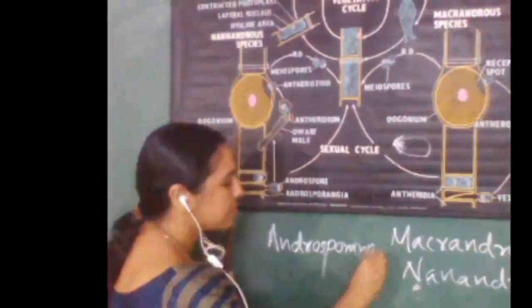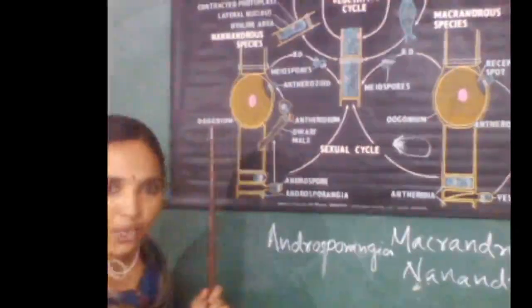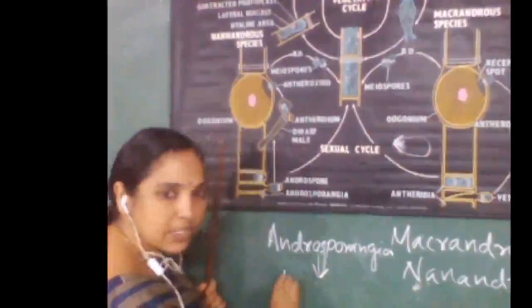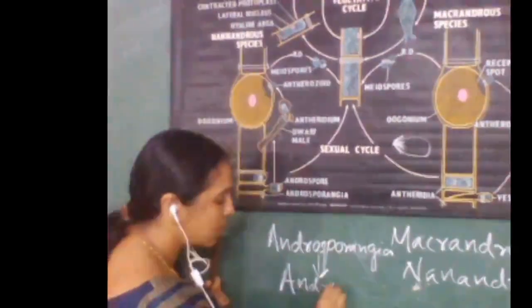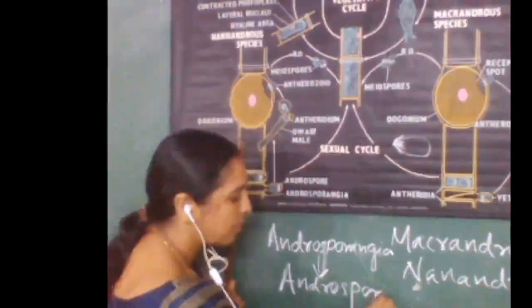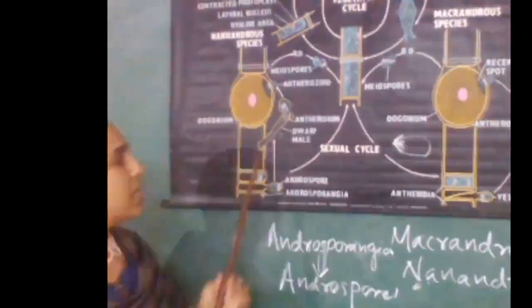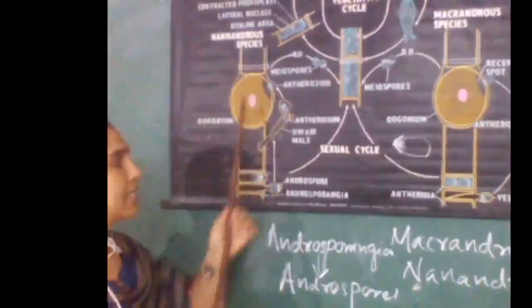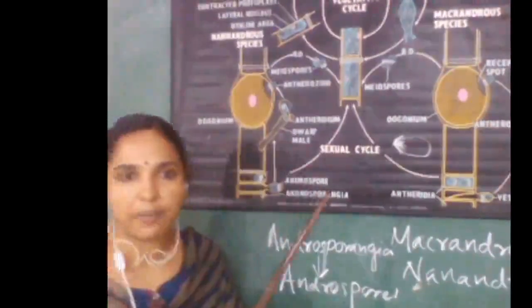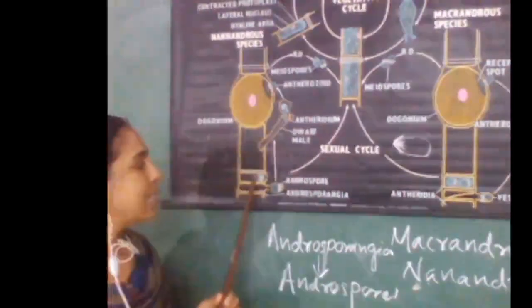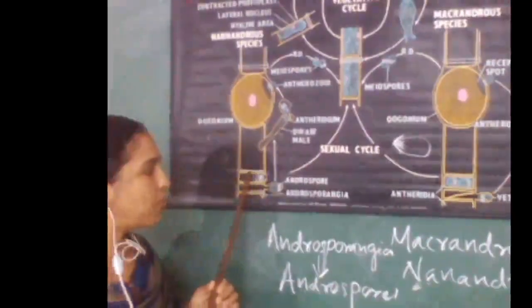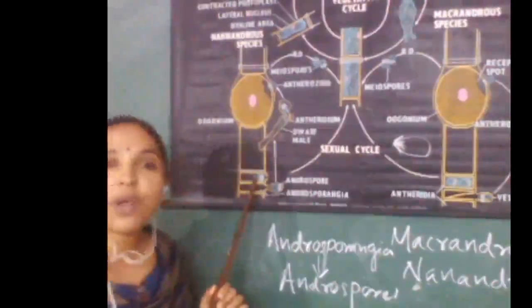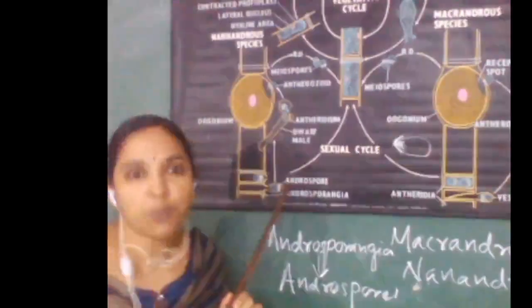Androsporangia. Okay. Androsporangia produces what? Androspores. Okay, understood? So, another cell in the same filament or in different filaments, which I will discuss later. The same filament produces androsporangia and androsporangia produces androspores.